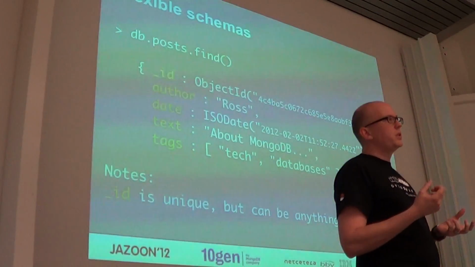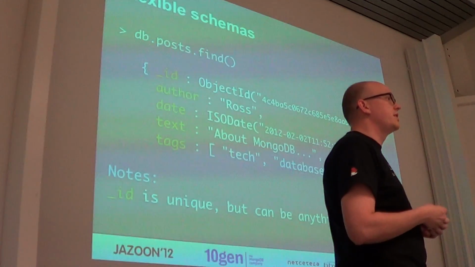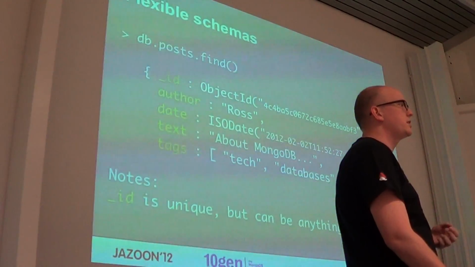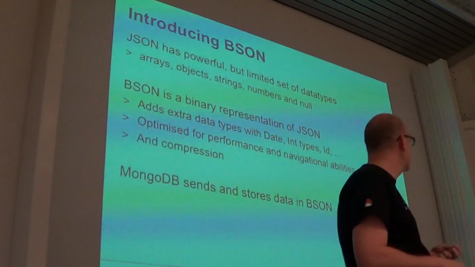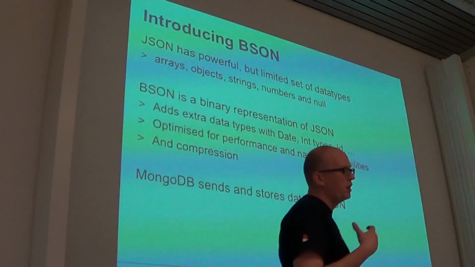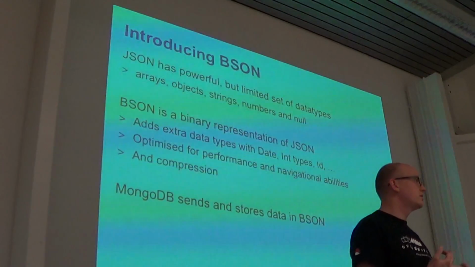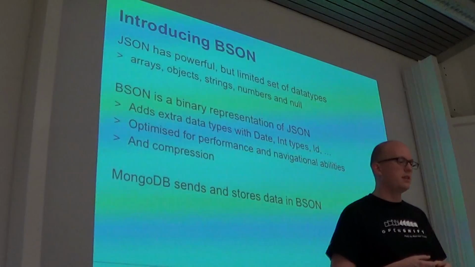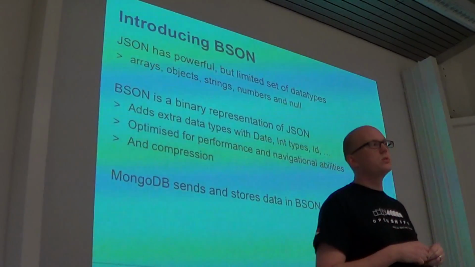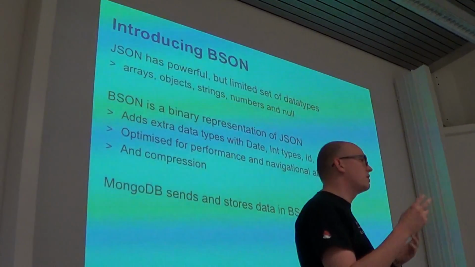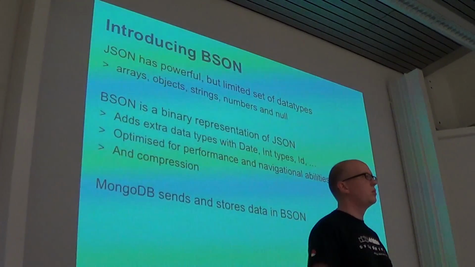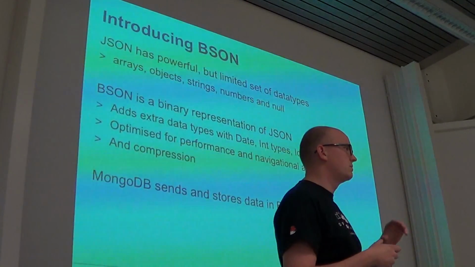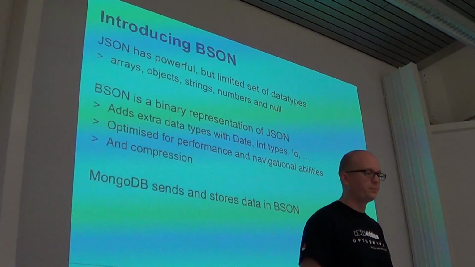JSON's great, but it doesn't deal with certain data types very well. It's a limited subset. So we extended JSON with a spec called BSON, which is a superset. It allows you to deal with things like dates, 32-bit integers, 64-bit integers, IDs, and binary data. It's how we store everything on disk as well, optimised so we can scan through and read that data. All the drivers send it across the wire using BSON as well.